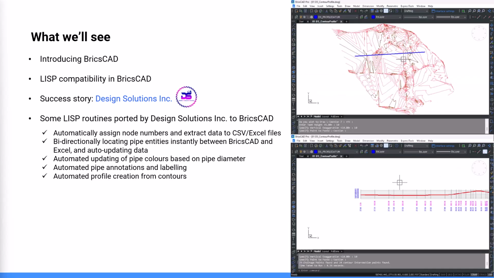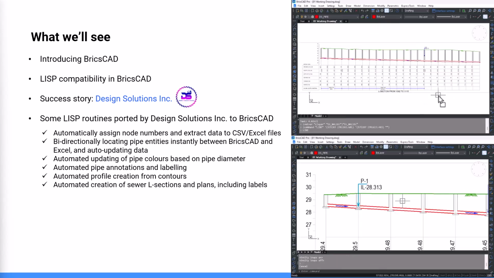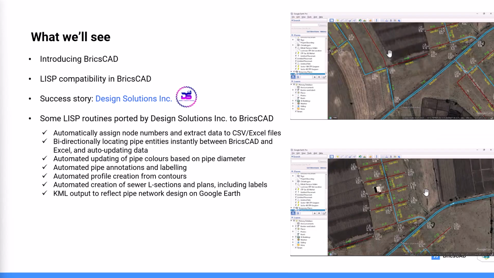They've also successfully ported LISP routines to automatically create section profiles and spot elevations from contours, and calculate interpolated levels, helping to supercharge their process when dealing with water supply, irrigation, and sewage network design. Design Solutions has gone even further by creating LISP scripts for automatically generating sewer L sections and plans, and even key plans, complete with diameter labels, material, chainage, invert levels, truly amazing for productivity. They're also able to create required KML outputs to reflect their pipe network design on Google Earth.